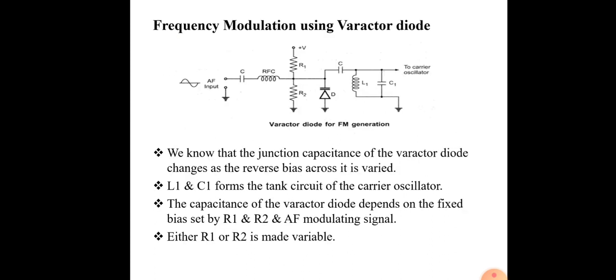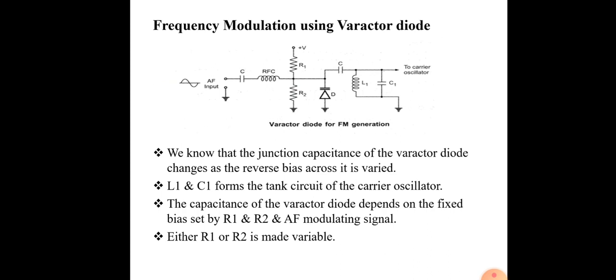Okay, and then frequency modulation using varactor diode. In our previous method we used the FET, which acts as the reactance. Here the FM wave will be generated by a varactor diode. Here the diagram is shown in the figure. Here also we have a radio frequency choke, resistances R1 and R2, and capacitance C. Then the audio frequency input, and then inductance L1 and capacitance C1. And also we have the varactor diode, that is D.